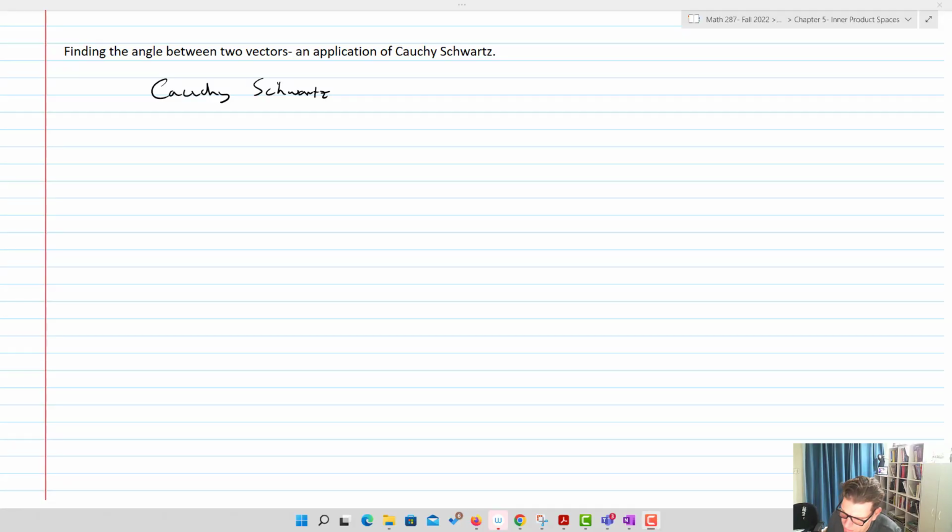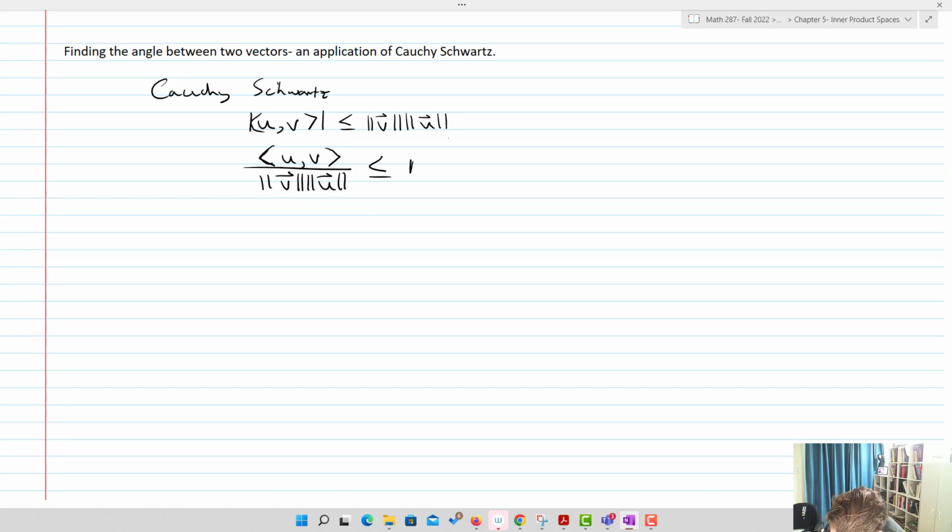So let's take a look at an application of Cauchy-Schwarz, which is finding the angle between two vectors. Remember that we have the absolute value of u inner product with v less than or equal to the norm of v times the norm of u, or the other way around, either way. If I divide through by the product of the norms and pull off the absolute values, this is going to be less than or equal to 1 or greater than or equal to -1, depending on the sign of uv.